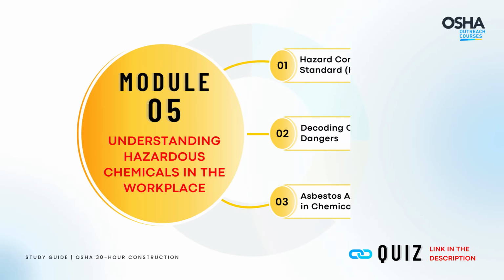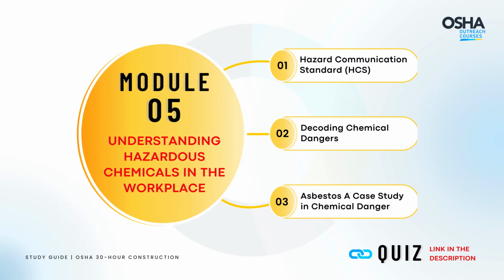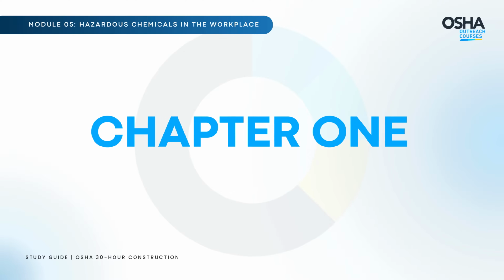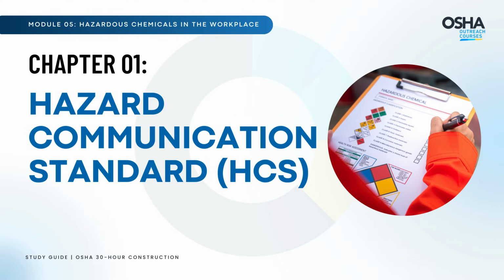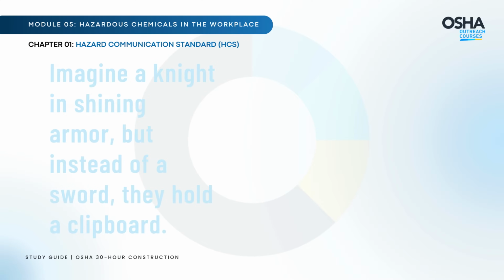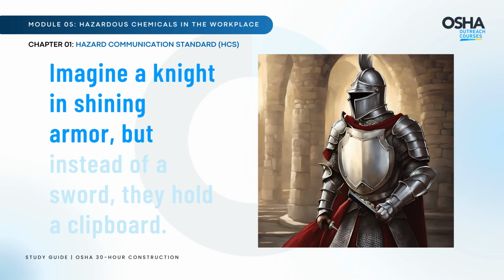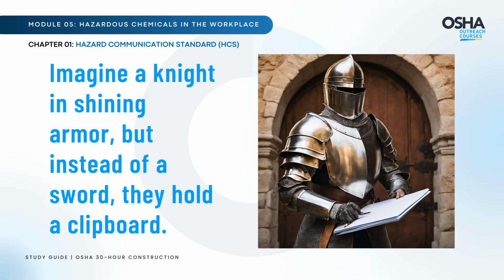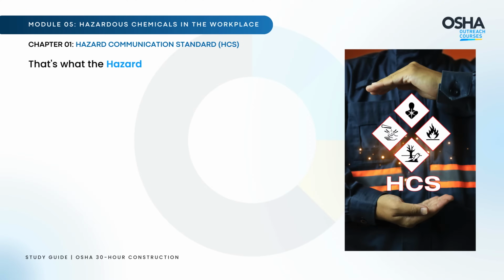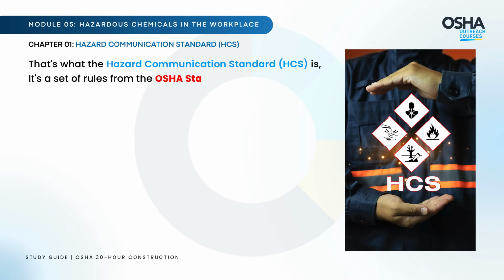Now, here's a breakdown of Module 5. Let's start with Chapter 1, the Hazard Communication Standard, your chemical safety shield. Imagine a knight in shining armor, but instead of a sword, they hold a clipboard. That's what the Hazard Communication Standard is. It's a set of rules from the OSHA Standard 1983, protecting you from chemicals.